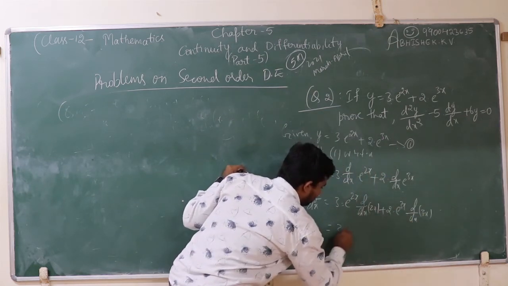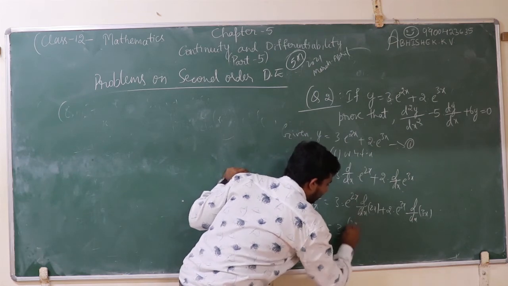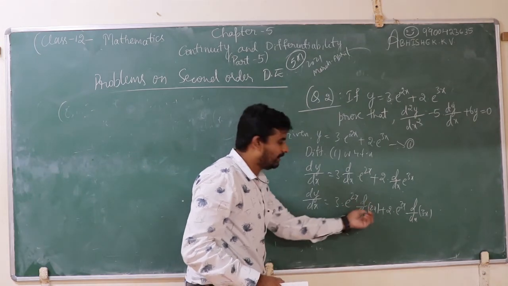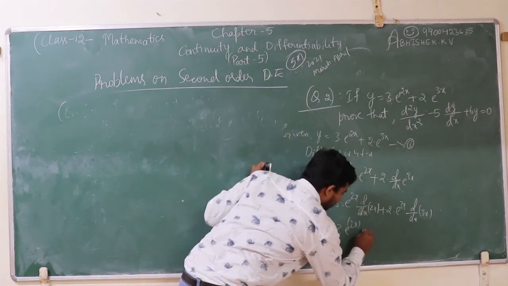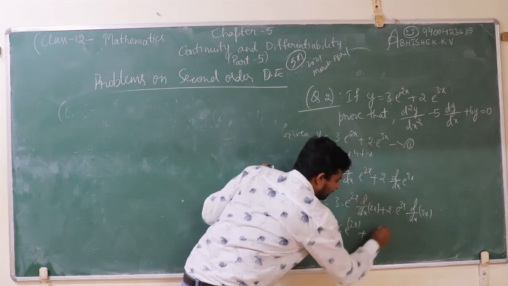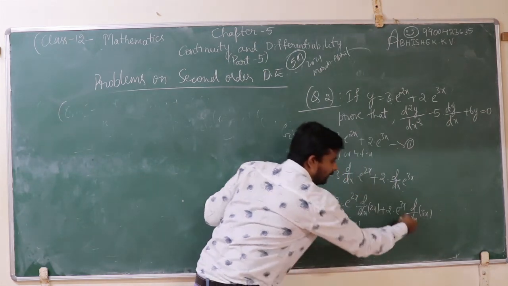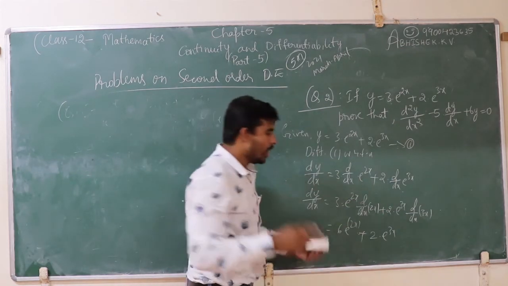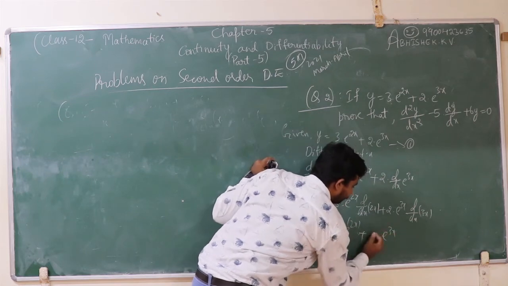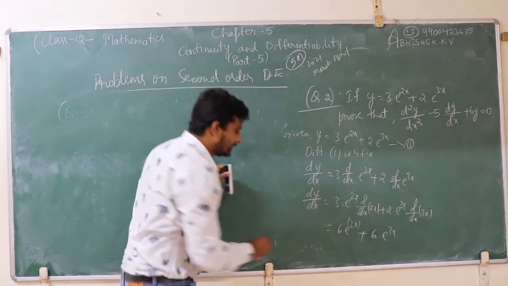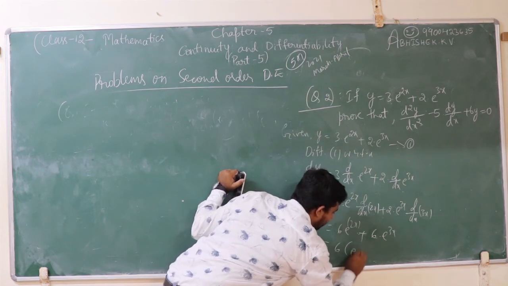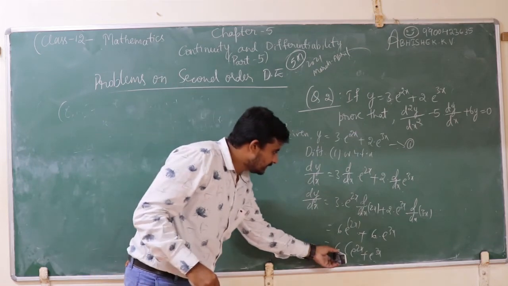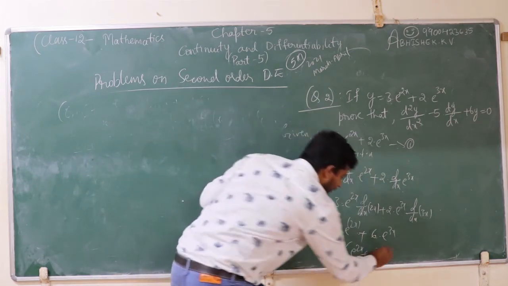What we get? 3 into e to the power of 2x into derivative of 2x. 2 is constant, take outside, derivative of x is 1, therefore 3 into 2, that is 6, plus 2 into e to the power of 3x, derivative of 3x is 3 only, 3 is constant, take outside, derivative of x with respect to x is 1, therefore 3 into 2 is again 6 into e to the power of 3x. See, what is the common? 6 into e to the power of 2x plus e to the power of 3x.